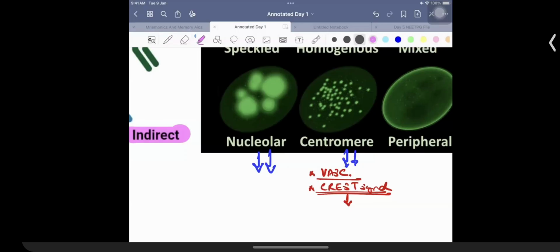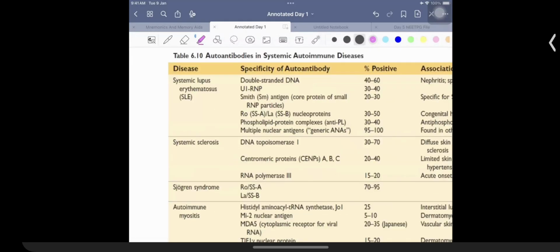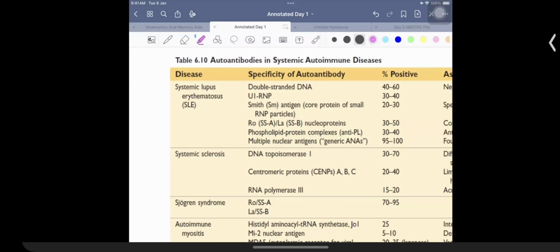CREST syndrome, anti-centromeric antibody. Just to have a quick recap, these are the different antibodies which are asked in the exam. I'll omit it, but I would like to highlight SLE. The sensitive antibody over here is ANA, generic ANAs. The specific antibodies are anti-dsDNA and anti-Smith. Which of them is more specific? Anti-Smith. If a patient has SLE and anti-phospholipid antibodies, these patients are at high risk of APLA syndrome. Young female, recurrent abortions, multiple miscarriages, SLE, APLA syndrome.